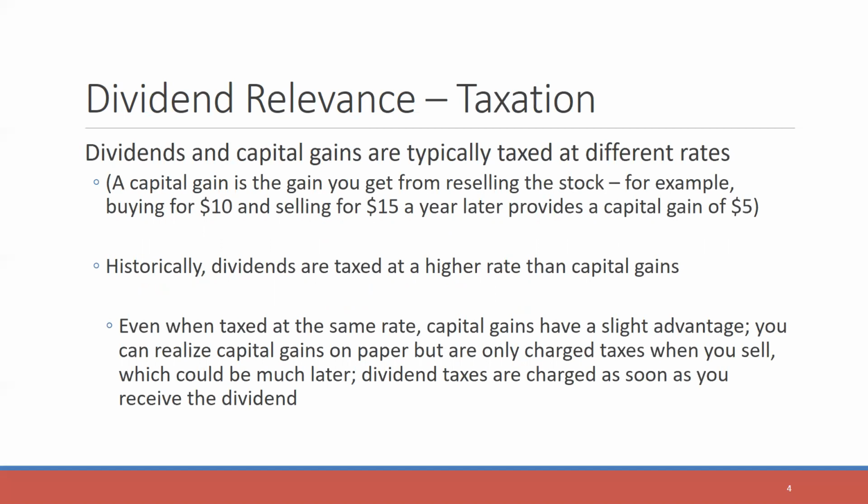The capital gain is the gain that you get from selling an asset that you've held for a year. So if you've bought a stock at 10, and you sell it at 15 a year later, you've realized a capital gain of $5. Historically, dividends are taxed at higher rates than capital gains. And even when they're taxed at the same rate, the capital gain has the slight advantage that you realize the capital gain on paper, but you only pay the taxes for it when you sell it, which is much better than with dividends, because dividends you're charged as soon as the dividend income comes in.